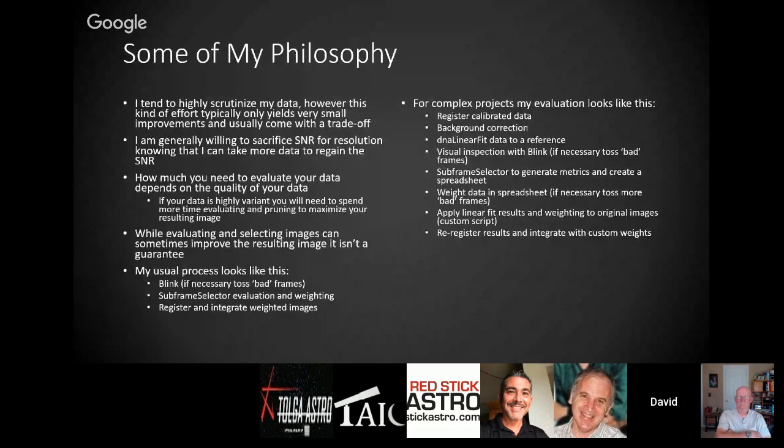So generally, my process looks something like this. I'll do a visual inspection. I use PixInsight most of the time, so I'll use the Blink tool, which allows you to step through all your images, and we'll toss bad frames if it seems appropriate. Then I use SubframeSelector to further evaluate whatever was kept from the visual inspection, and then weight that data, and then I register the data and then integrate it with the weighted information.